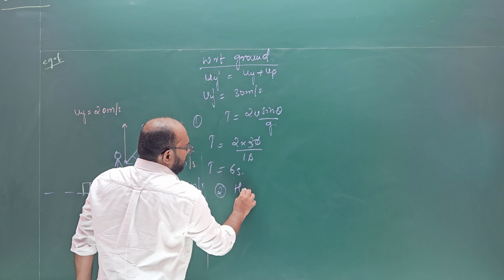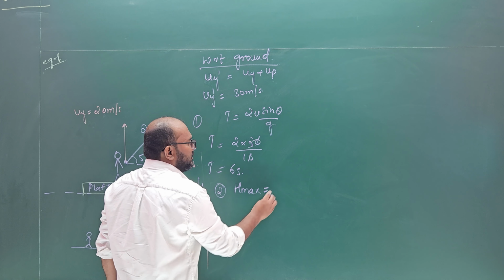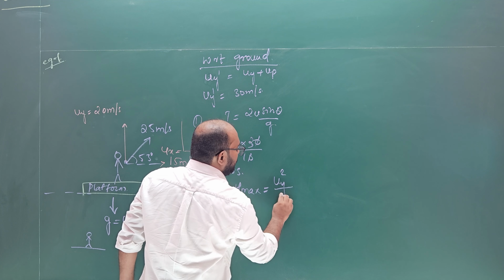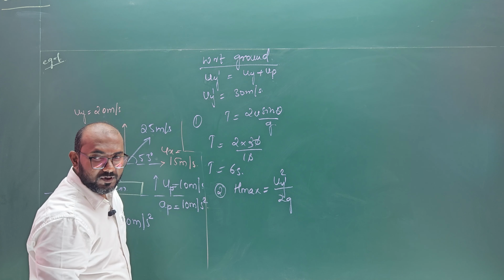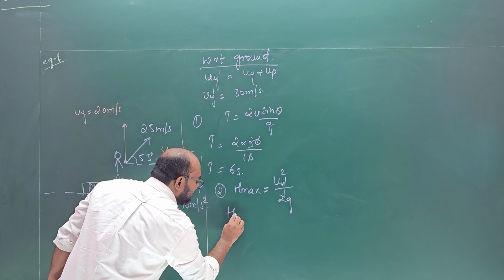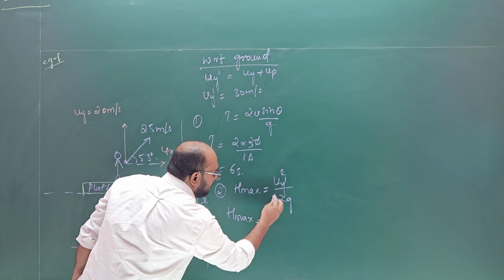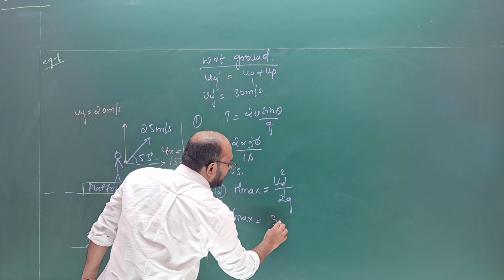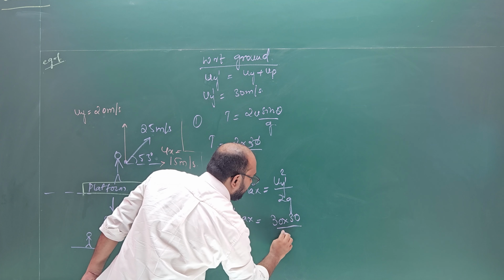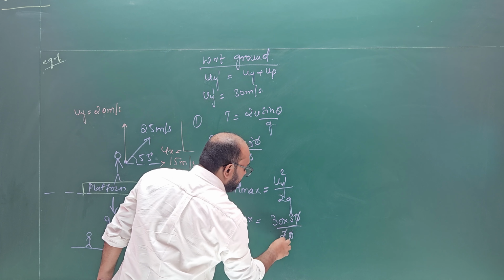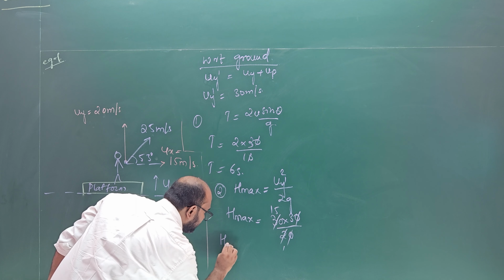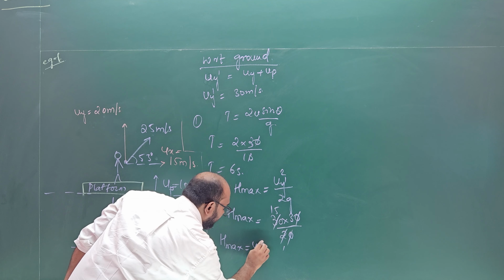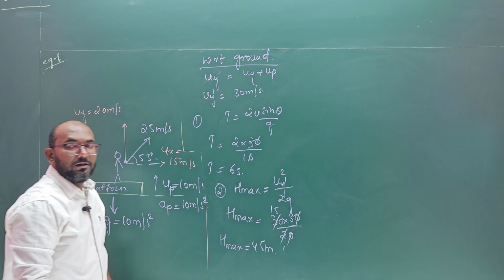Okay, second thing is, calculate Hmax. So Hmax is nothing but, what is the formula? Uy square upon 2g. Now you have to substitute uy dash. So this can be written as Hmax equals 30 into 30 upon 20. So the zeros cancel, and this becomes 15. 15 times 3 is 45. So Hmax is nothing but 45 meters. Yes or no?